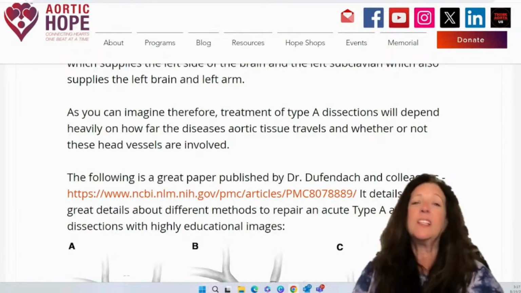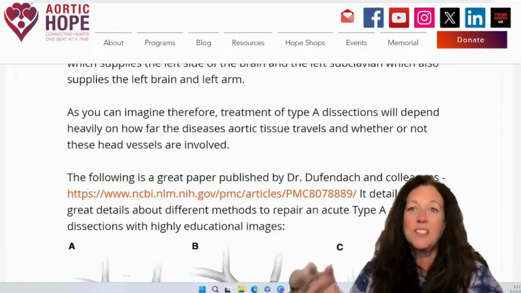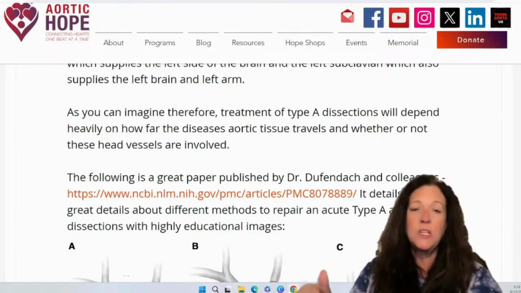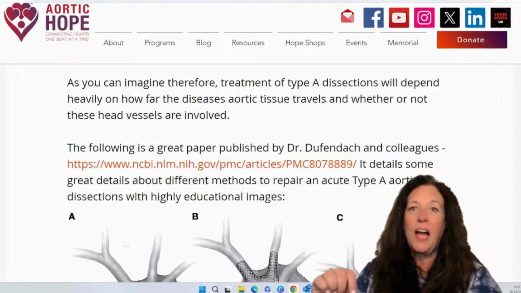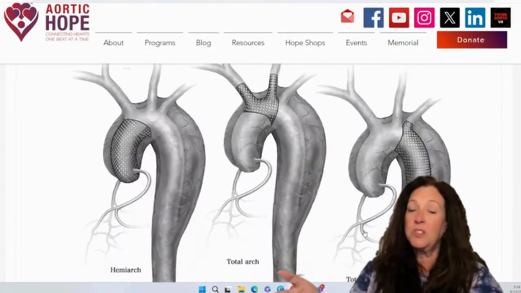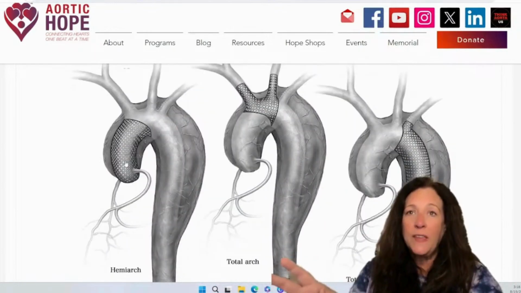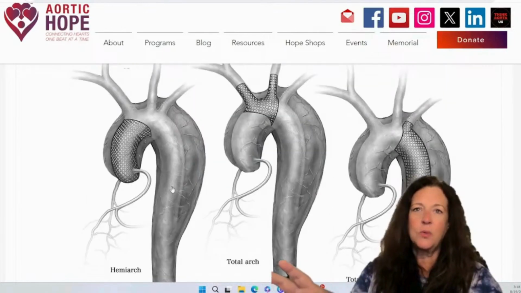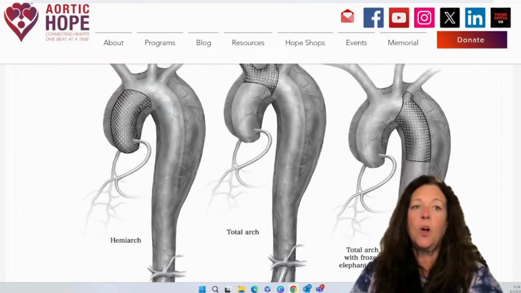And some colleagues. Basically, this article details some great methods that are used to repair an acute type A aortic dissection, with highly educational images. These are pretty cool, right? So right there, the ascending only is a hemiarch. These are so detailed, right? Total arch would be up here, where it would deal with two of those branches. And this is called total arch with frozen elephant trunk, okay?